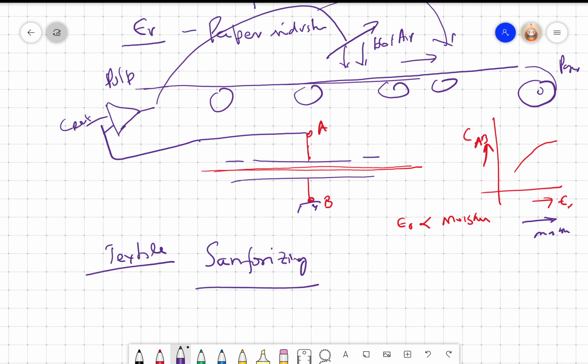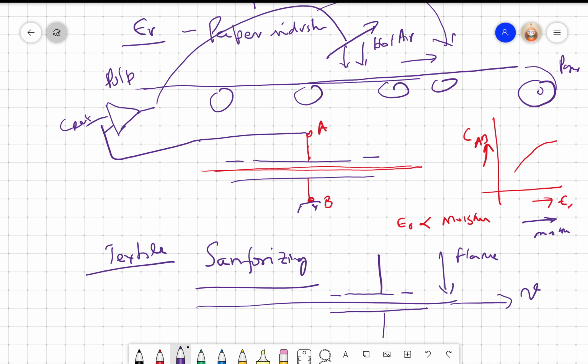So what they do is they slightly wet the cloth and then expose it to a high temperature flame. The cloth is drawn here with a velocity v. Once again we use a capacitive sensor and sense whether, oh, it's not here, sorry, the flame will not be here, the flame will be before the capacitive sensor.